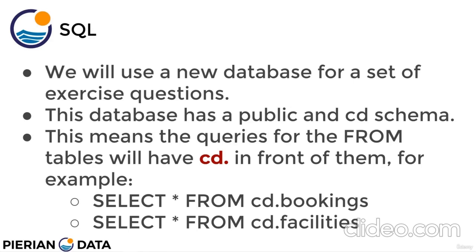The important thing to know that we haven't encountered before is this database actually has two schemas, a public schema and then something called a CD schema, which is just the name of the schema. And because our tables exist within the CD schema instead of the public one, we just have to specify it in our queries. So this means the queries for the from tables part will have a cd. in front of them. There's two tables that you're going to be using: one is bookings and the other one is facilities. So you'll be doing things like select everything from cd.bookings or select everything from cd.facilities instead of just writing from bookings or from facilities. And we'll give you a quick little tour of the actual schema and tables after we're done restoring.